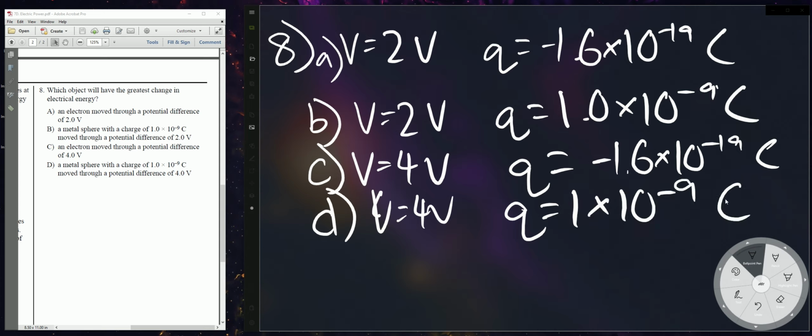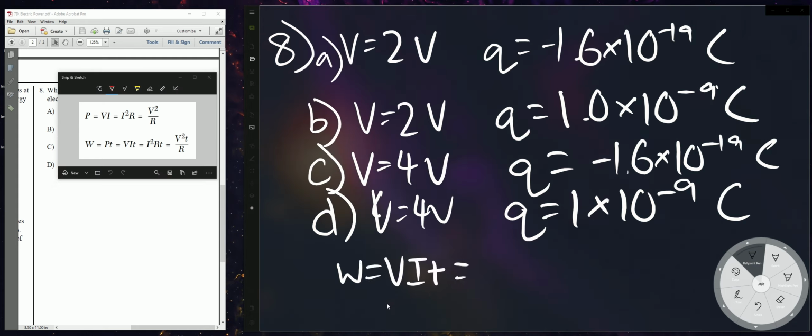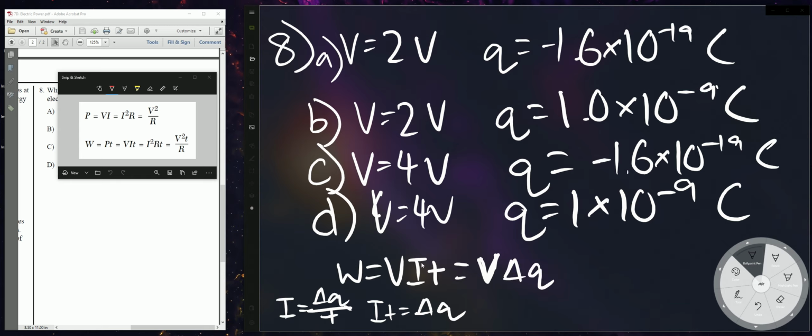Okay, so we go back to the same formula we used last problem, where work is equal to VIT, and we know that IT is equal to delta Q. Why? Because I is equal to delta Q over T, and we move T to the other side, so that's how we get Q by itself. We're just going to substitute IT with delta Q.